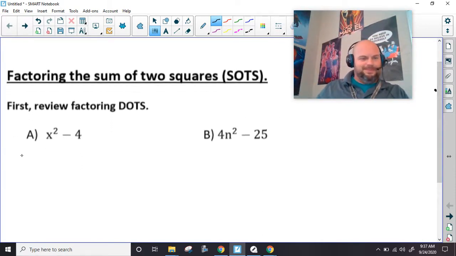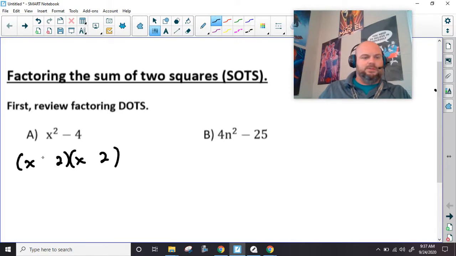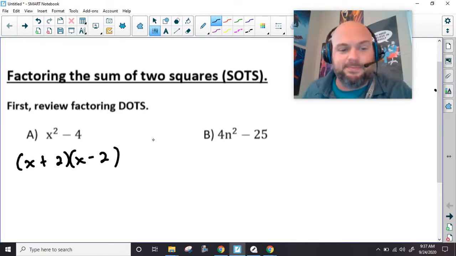Remember, when we're factoring dots, it's basically the square root of this term, the square root of this term, and one's a plus and one's a minus. Okay?